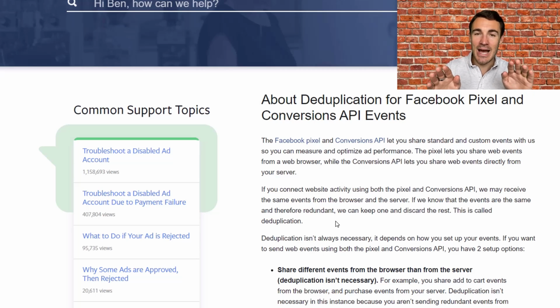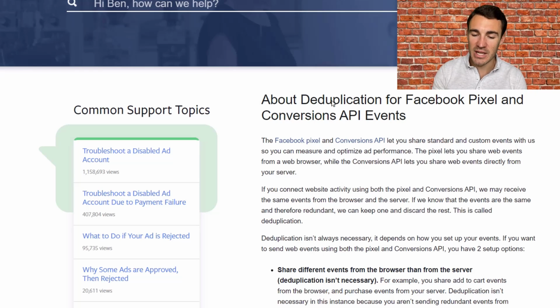Now, obviously, if you've got two sources of conversions, both reporting a conversion, it would be very easy for you to have double reporting in your Facebook ad account, because the Pixel says you've got a conversion, the Conversions API says you've got a conversion, therefore 2 is popping up in your ad account. That's not what you want. Now, Facebook with deduplication is supposed to be able to work out that those are actually the same conversion being reported from two separate sources. They discard one and therefore you have accurate data within your Facebook ad account.